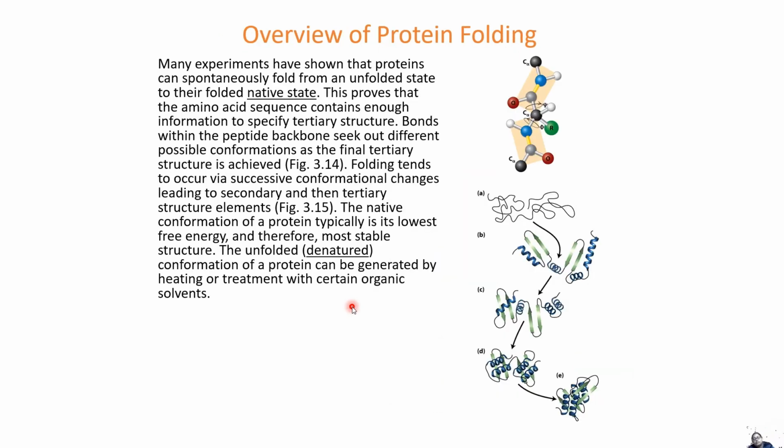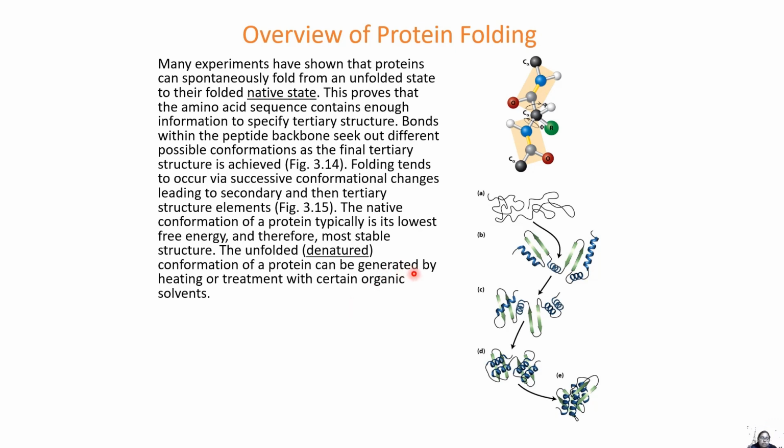So if you talk about a summary of the protein folding, so many experiments have shown that proteins can spontaneously fold from an unfolded state into their folded native state. So this proves that the amino acid sequence contains enough information to specify tertiary structure. So bonds within the peptide backbone seek out different possible conformations as the final tertiary structure is achieved.